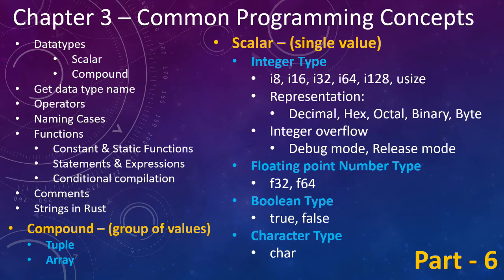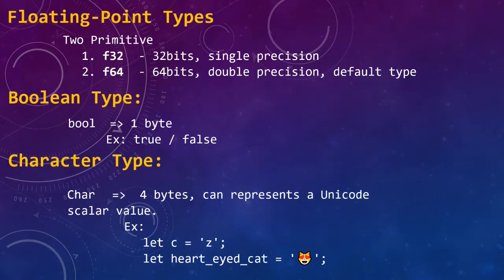In this session, we will learn about Rust's data types: floating point, boolean, and character data types. Rust float data type has two primitives, 32-bit float that is f32 and 64-bit float that is f64, and boolean type bool. The size of the bool type is 1 byte.